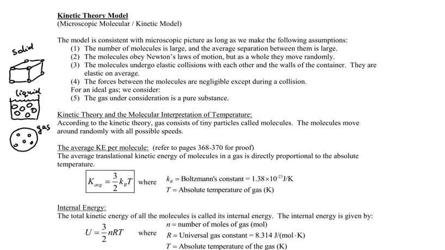So here are the assumptions of the kinetic molecular theory model. First of all, the container has, say, volume V. So this is a container with the gas molecules bouncing around in there. And there are a lot of molecules in that container, and the average separation between them is quite large. Now, when the molecules bounce around and collide with one another and collide with the walls of the container, they obey Newton's laws of motion. So F equals ma, and every action has an equal and opposite reaction force, so they obey all those things.